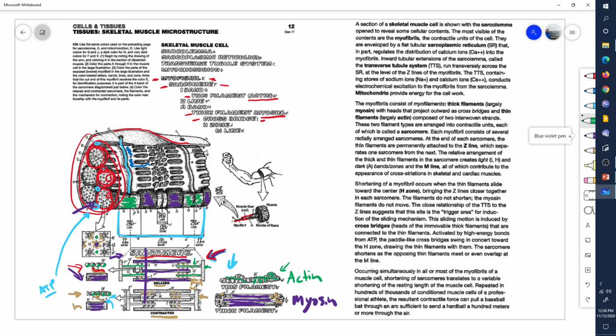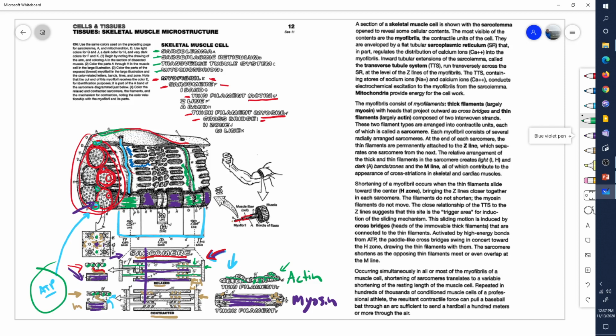The sarcolemma, of course. The wrapping around, it's the cell membrane of a muscle. Sarcoplasmic reticulum, in review, which stores the calcium for the muscle contraction. The transverse tubule system, which brings the calcium and sodium in. And the mitochondrion in between the myofibrils to provide energy. ATP.